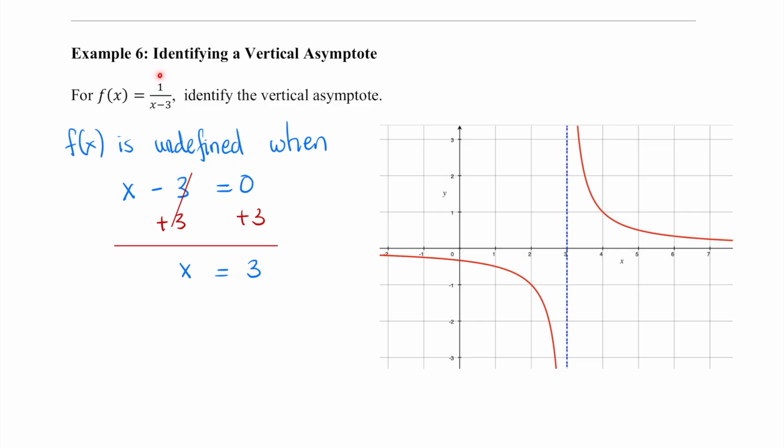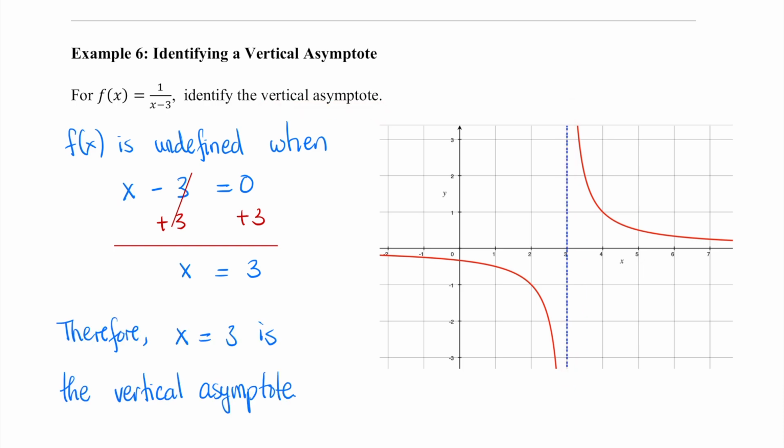The function f of x is undefined when x equals 3. Now, we check what happens near x equals 3. If x gets close to 3 from the left side, the function goes to negative infinity. And if x gets closer to 3 from the right side, the function goes to positive infinity. So, the line x equals 3 is my vertical asymptote.